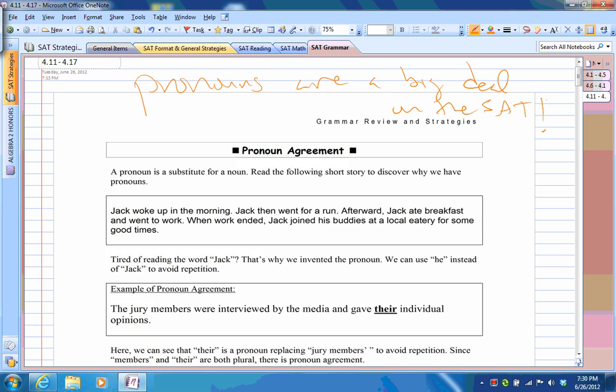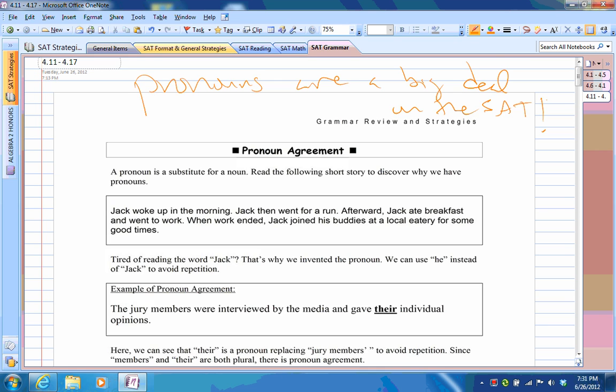So we'll start with pronoun agreement. So clearly pronouns are a substitute for a noun. You want to make sure the pronoun agrees with what it's referring to. But before we talk about that, the reason why we use pronouns is to avoid repetition.